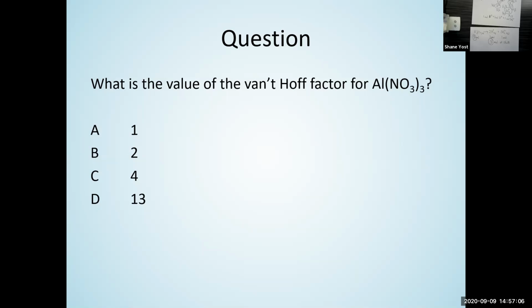So on Zoom, a number of people are saying C, 4, and that is correct. I will form one aluminum ion plus 3 nitrate ions, so I'll form 4 different things in solution. So its Van 't Hoff factor is equal to 4, okay?